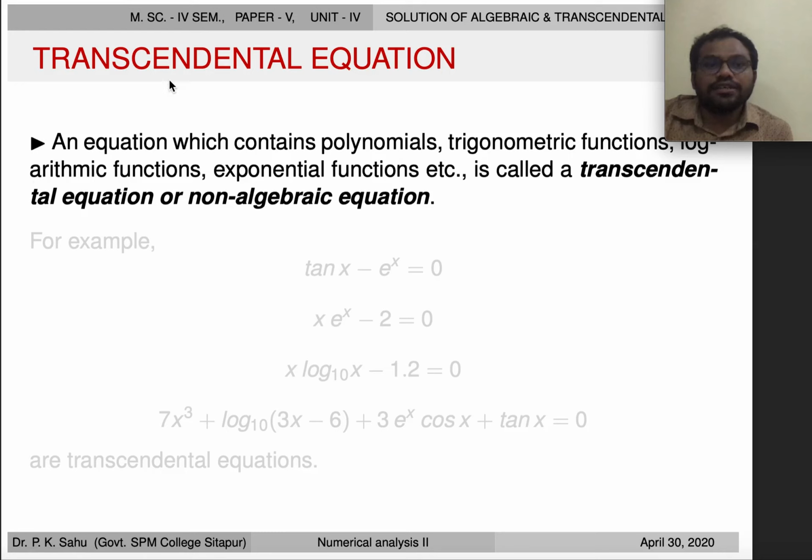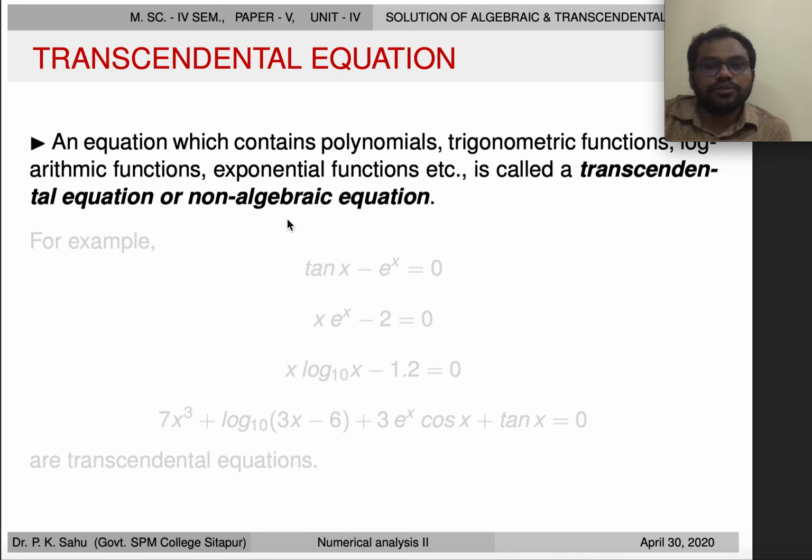Now, transcendental equations are also known as non-algebraic equations. So in general, an equation which is not algebraic is known as transcendental equation. But more specifically, we can define an equation which contains polynomial, trigonometric function, logarithmic function, exponential function, inverse trigonometric function, hyperbolic function, etc. is known as transcendental equation or non-algebraic equation.